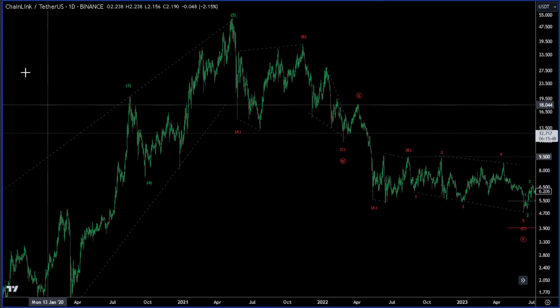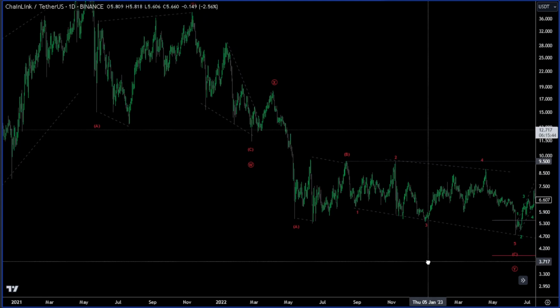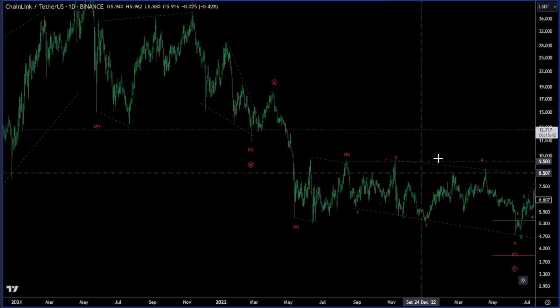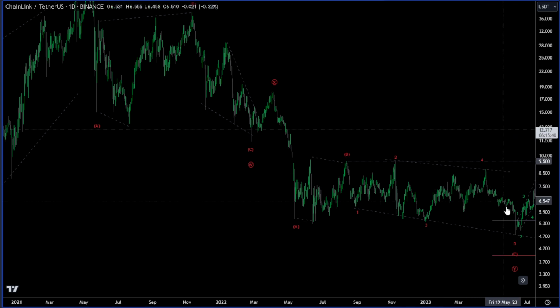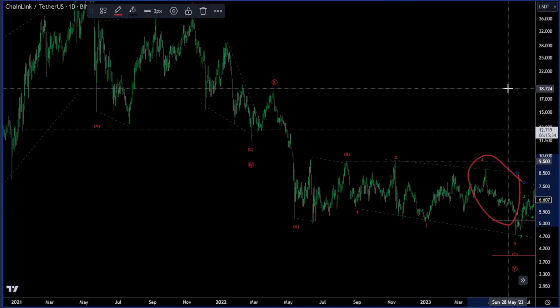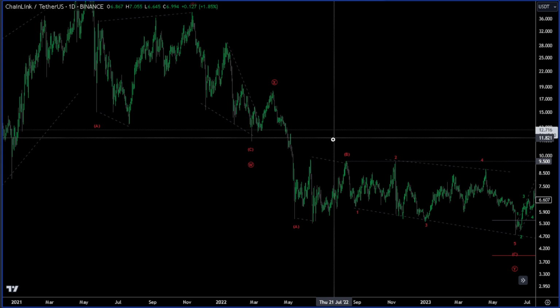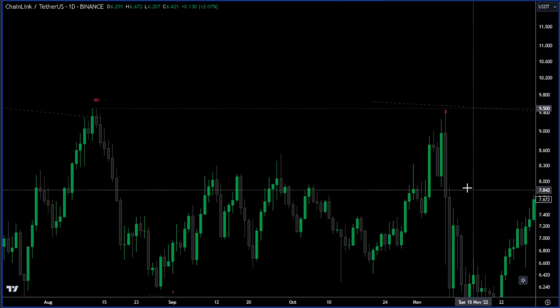which gives us a WXY. This one was very difficult. I considered maybe it's a triangle, but it came to extremes, and this is very difficult to count 5 waves at the end. As you can see, it's almost impossible. So it's the only thing that logically made sense, and this is how close this came to invalidating.